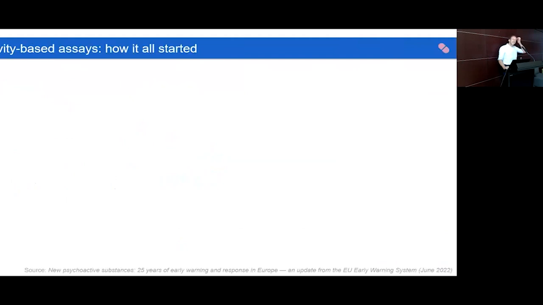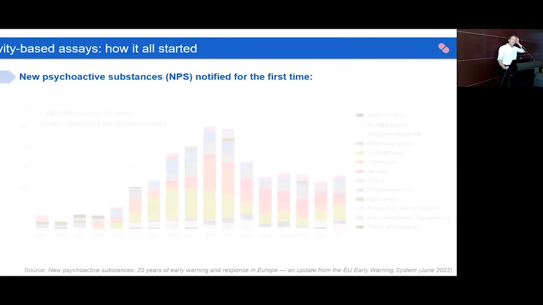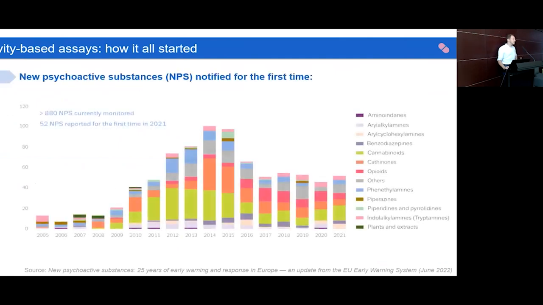So how it all started: I have to introduce a bit the new psychoactive substances, for those of you that are not in that field. This refers to substances which mimic the effects of conventional drugs. Think about stimulants like amphetamines. You have psychedelics, you have cannabinoids, but they look different. And typically they are really chemically synthesized compounds belonging to a wide variety of classes.